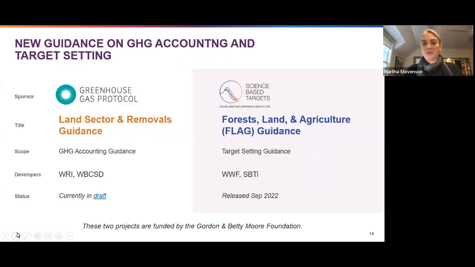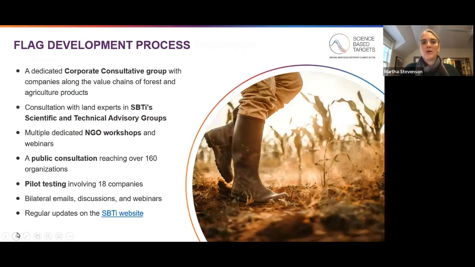And then, of course, what we're talking about today, the WWF and SBTi teams co-led the development of the forest, land, and agriculture guidance, which we'll dig in more on today. But I just want to make sure folks recognize the overlap or the connection between these projects, because early on, I think there was some confusion. So again, we have accounting guidance. How do we set our baseline in Greenhouse Gas Protocol? We have our target setting guidance coming out from SBTi. Next slide. And a quick overview of the FLAG development process.